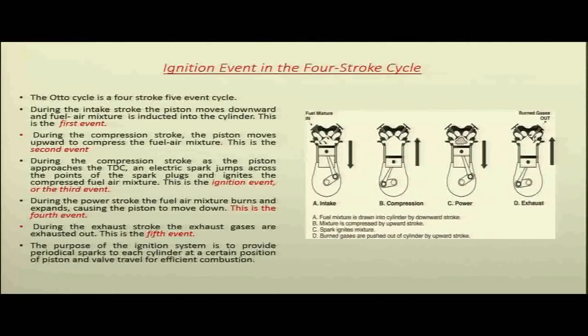So, now what is all ignition about? Let us see. Basically, the purpose of the ignition system is to provide periodical sparks to each cylinder at a certain position of piston and valve travel for efficient combustion. So, that is the basic purpose of your ignition system, to provide periodical sparks at a certain position of piston and valve travel so that you can have proper combustion.